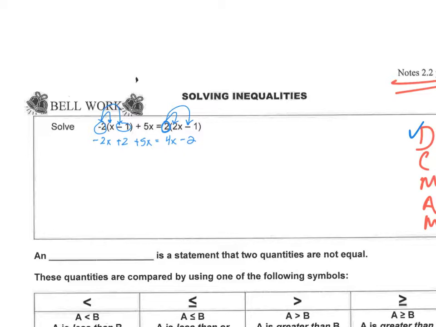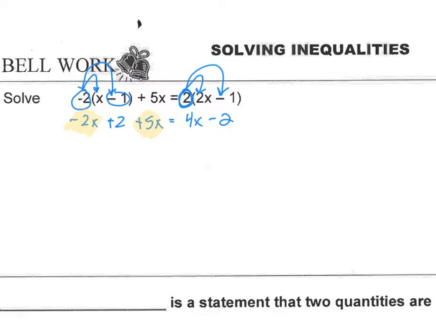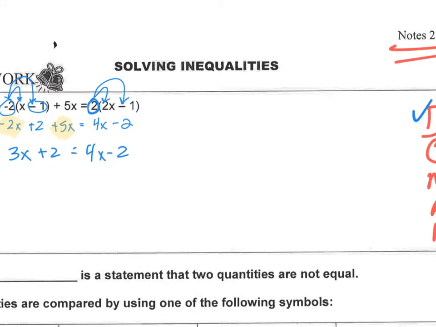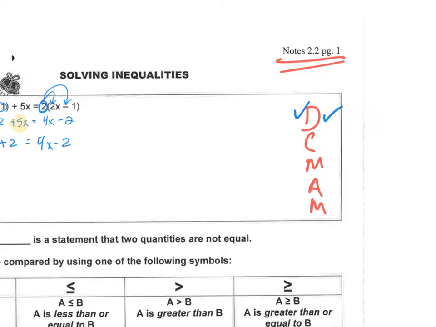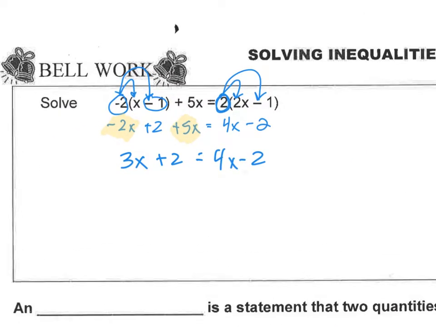Can I combine like terms? Well, I'm going to look over here on the left-hand side, and I see that I have -2x and a 5x, which I can indeed combine like terms for. -2x plus 5x is going to give me 3x plus 2 equals 4x minus 2. So I've combined like terms. Do I need to move the variable to one side? Well, the answer is yes, I do. And then which variable do I move?